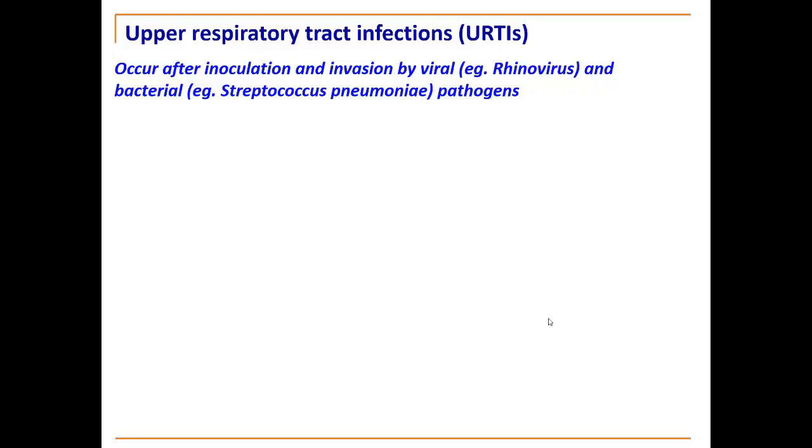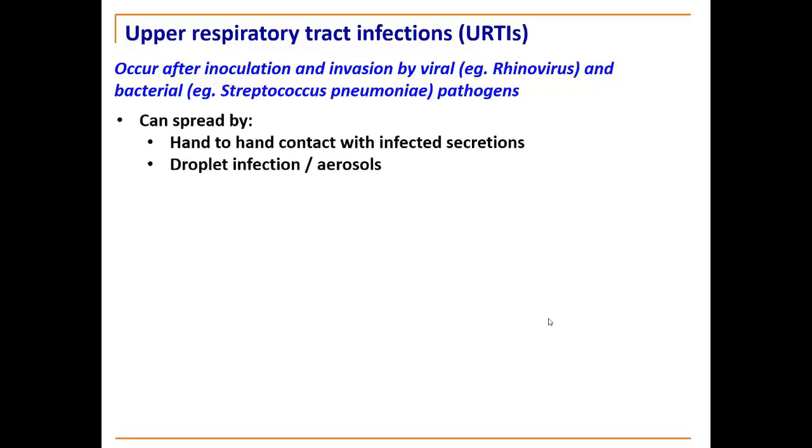So when we're thinking about the infections, after you get inoculation, and therefore invasion by your viral infections, such as your rhinovirus, and your bacterial ones, such as your Streptococcus pneumoniae pathogens, there are a number of things that occur. They can obviously be spread through hand-to-hand contact with infected secretions, through droplet infections and aerosols, and like I said, lots of these things spread in the hospital environment, hence the cleaner environment that we need to live in, or work in, in the hospital environment.